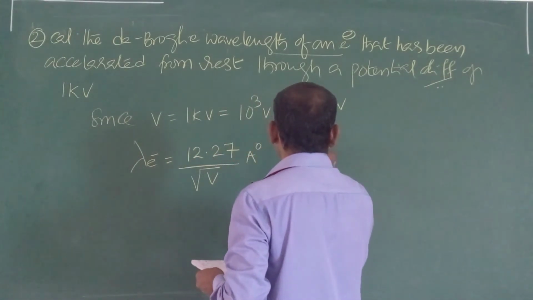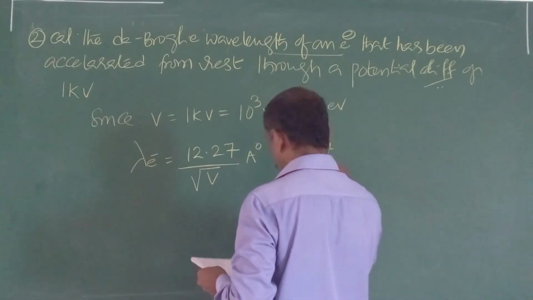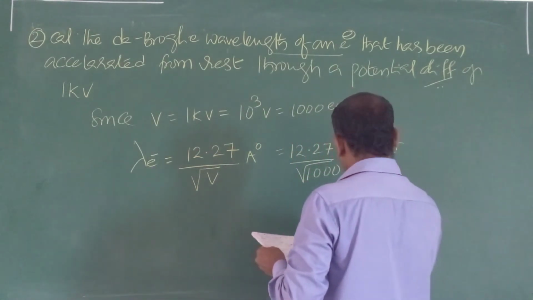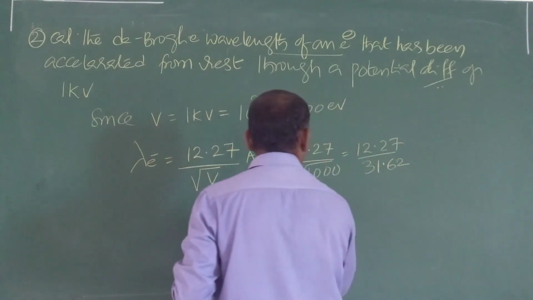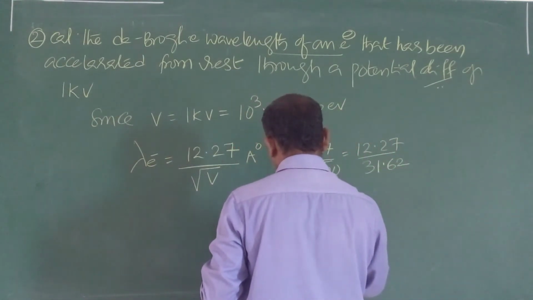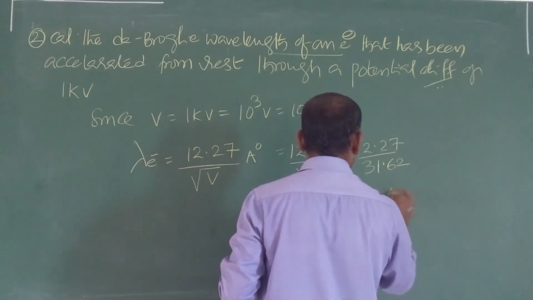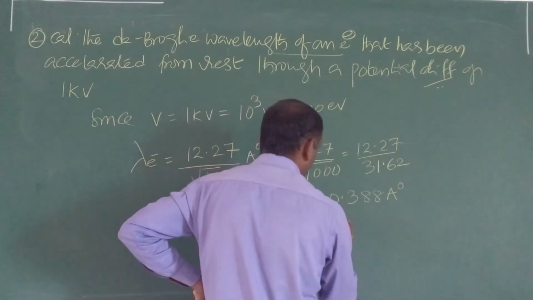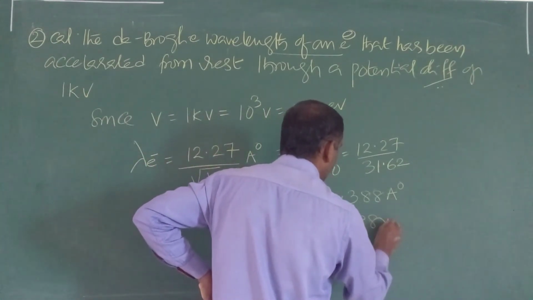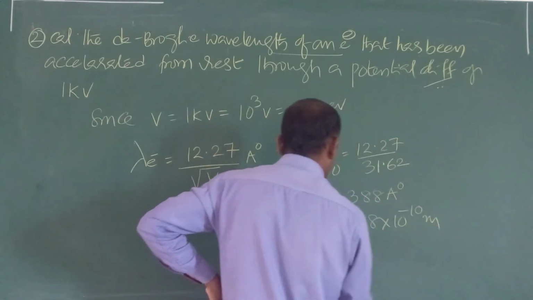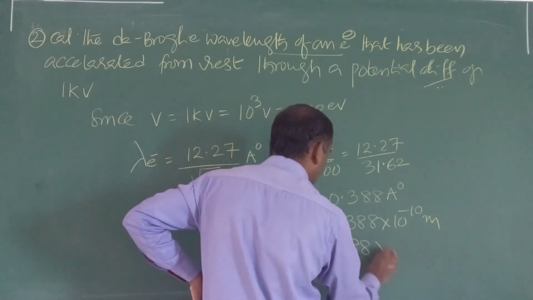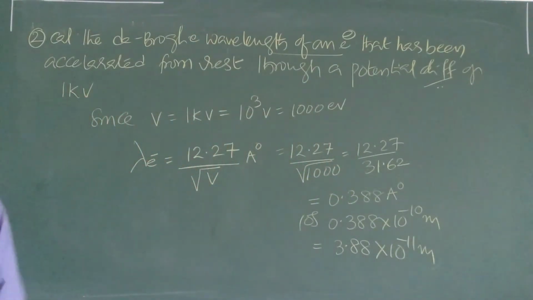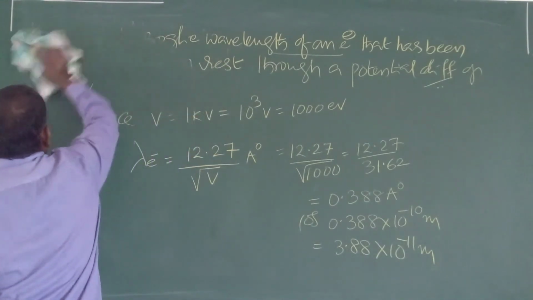That equals 12.27 by root 1000. 12.27 by root 1000, value 13.62 after simplifying, you will get 0.388 angstroms. If they are asking in meters, 1 angstrom is equal to 10 power minus 10 meters. So 0.388 into 10 power minus 10 meters equals 3.88 into 10 power minus 11 meters.